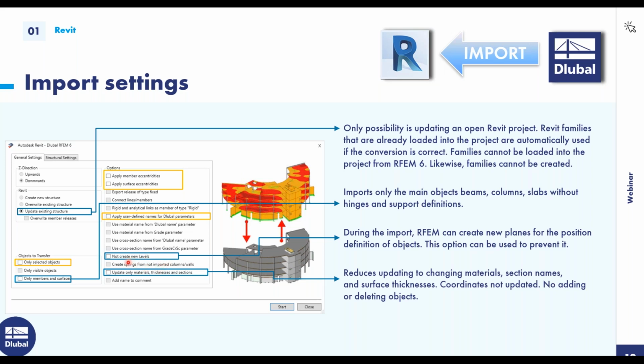And then we have 2 remaining options here. The first one is that you can check on not to create new levels in Revit during the import. That's available. And you can also choose to only update materials, thicknesses, and sections. Sometimes this is a safer way of updating projects. So that is it regarding the theoretical point of view of the interface.